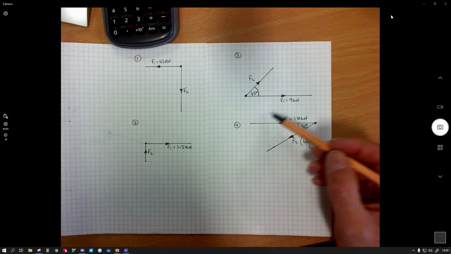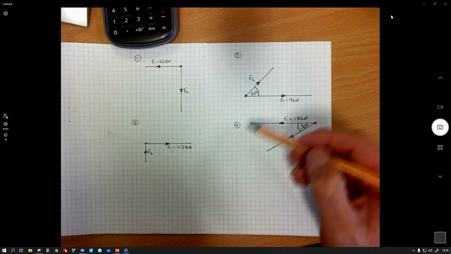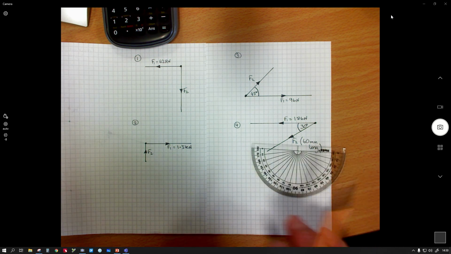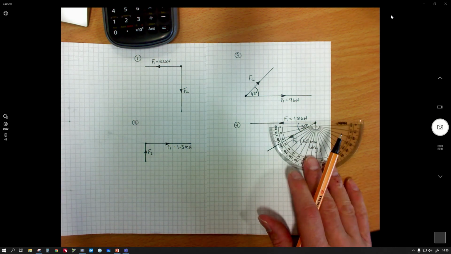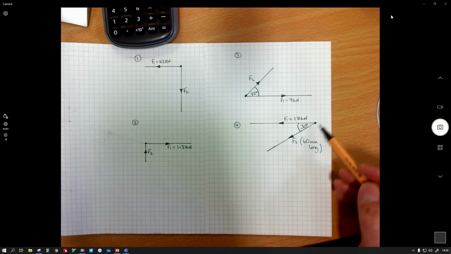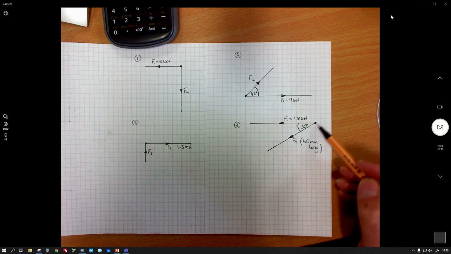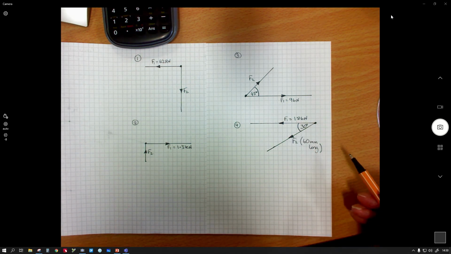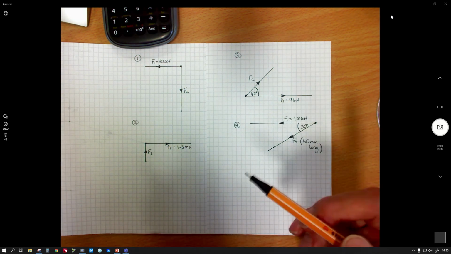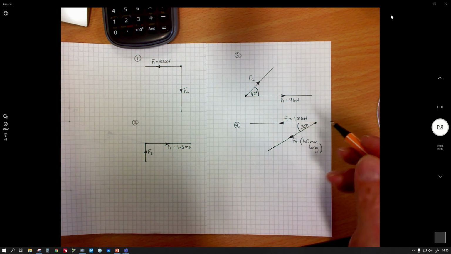When you're drawing this one, if you have to draw this one out, you're going to have to use a protractor. I had to use a protractor to draw it, you'll have to use a protractor to draw it too. Get the protractor on there and mark off your 30 degrees, and then draw that line 60 millimeters long in order to get the answer to that question. In all 4 cases, we're looking for the resultant and the equilibrant, the magnitude and angle.